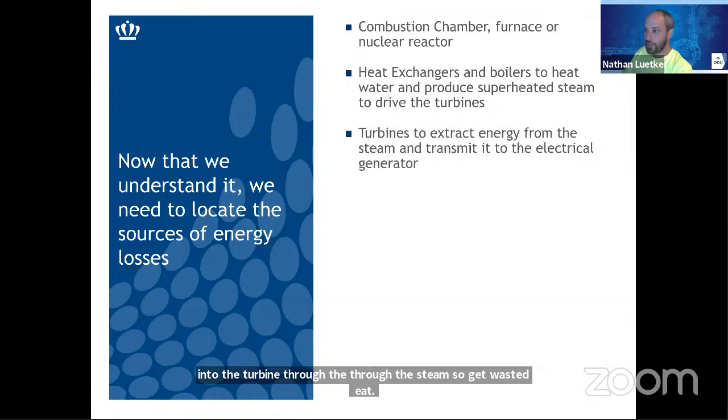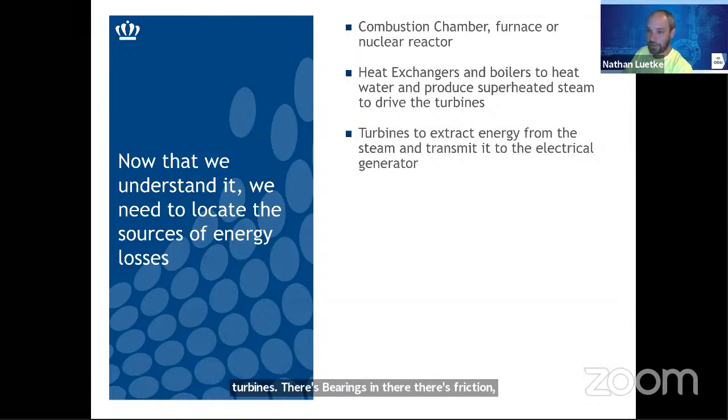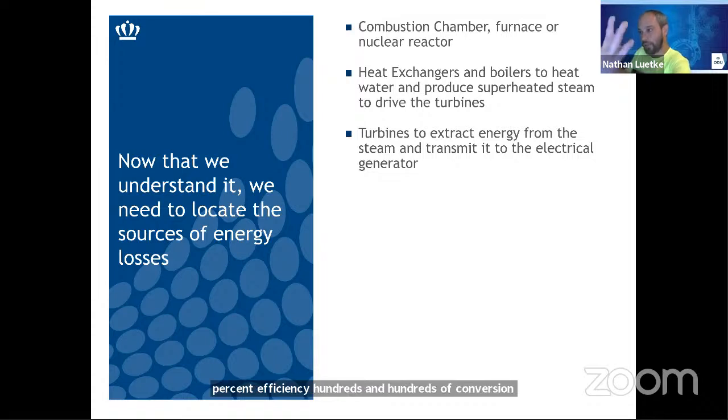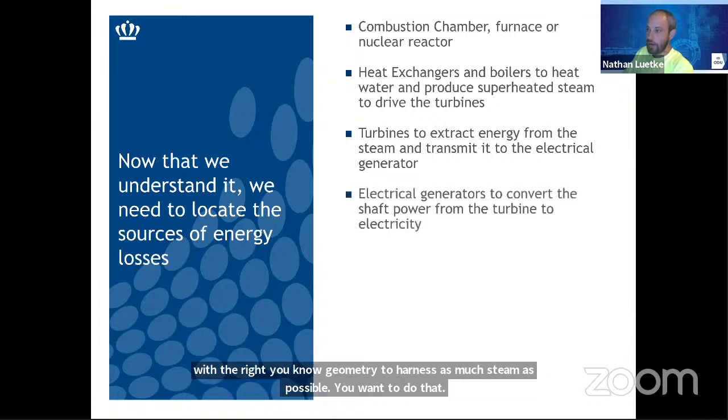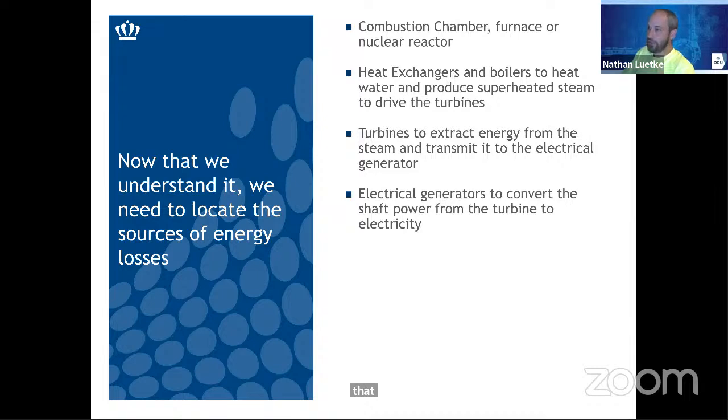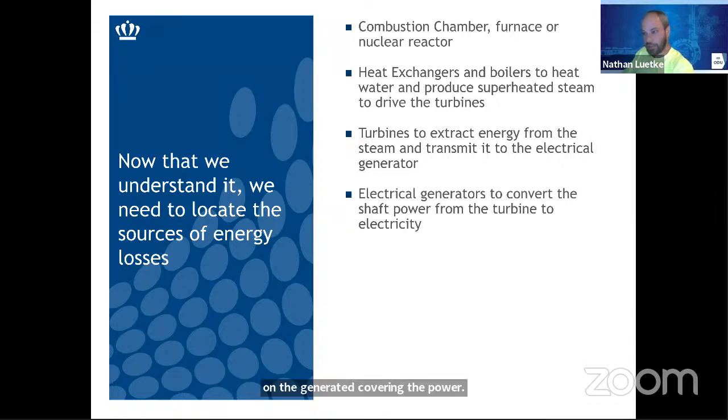Turbines. There's bearings in there. There's friction. There's a lot of things happening when you're rotating shafts and things. So again, you don't have 100% efficiency, 100% energy conversion. The turbine blades themselves may not be designed with the right geometry to harness as much steam as possible. You want to do that. The generators converting the power. Those are probably the most efficient part in the chain. Those are very efficient, but they're still not 100% efficient.